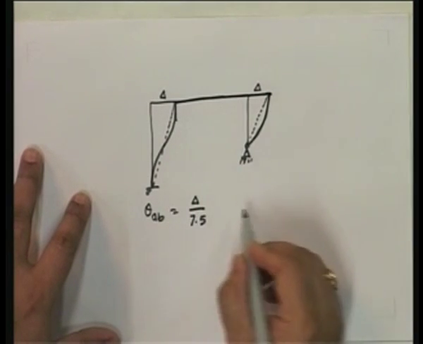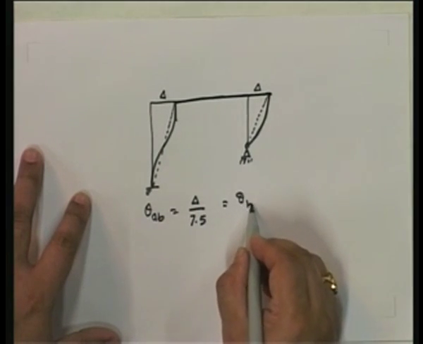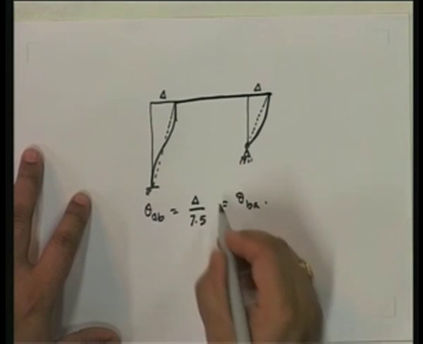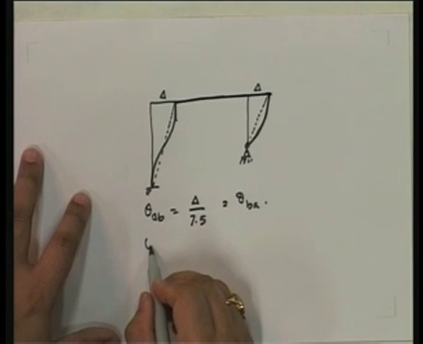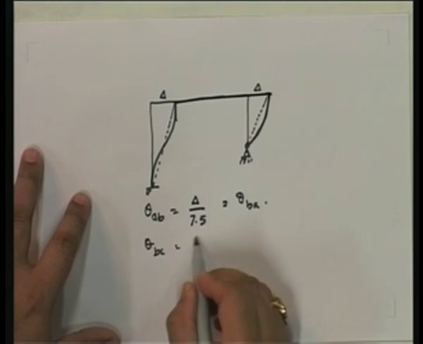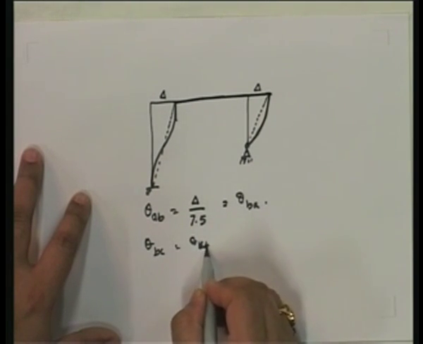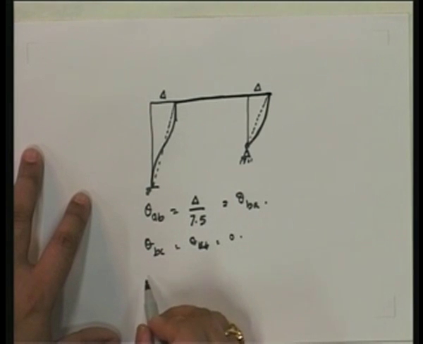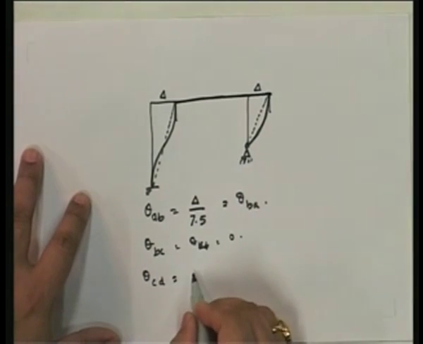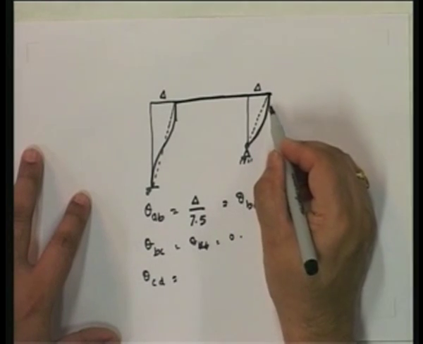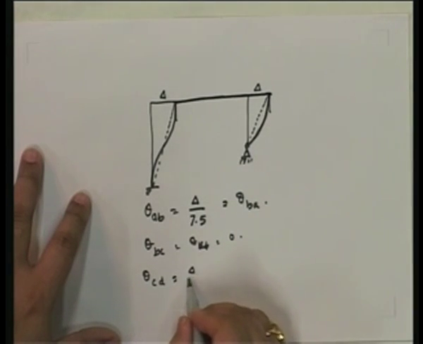From the chord, so theta AB is equal to theta BA, which is equal to delta by 7.5. And what can we say about theta BC and theta CB? Both are equal to 0. What about theta CD? Theta CD is equal to delta by 5, and this is also anticlockwise, so it is delta by 5.